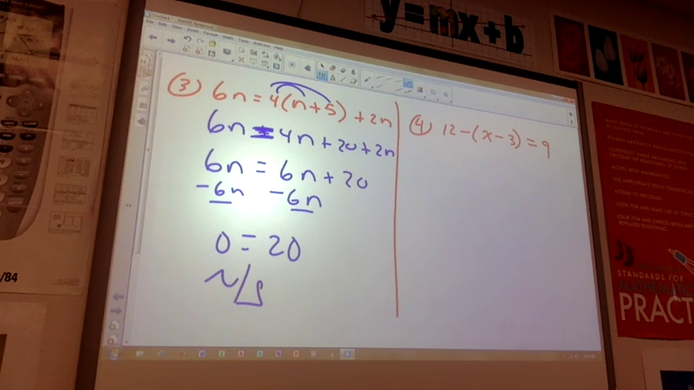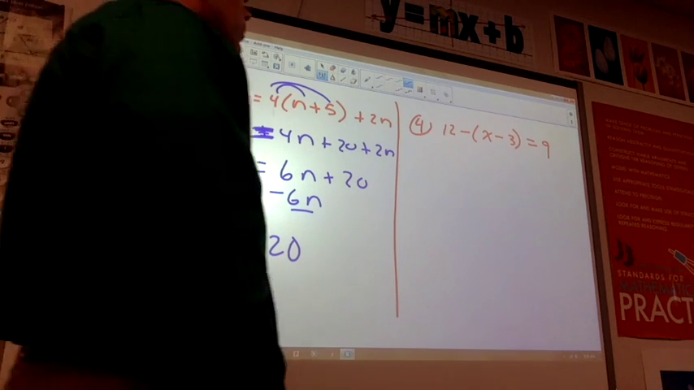So, things to think about on this kind of problem. If you were to graph 6n on a graph, it's a line, and then you could also graph 4 times the quantity n plus 5, plus 2n. If you had graphed these two lines, you actually would have come up with 2 parallel lines if you had used a graphing calculator. The parallel lines don't cross, right? If parallel lines don't cross, how could you have a solution? The solution is where they intersect each other.